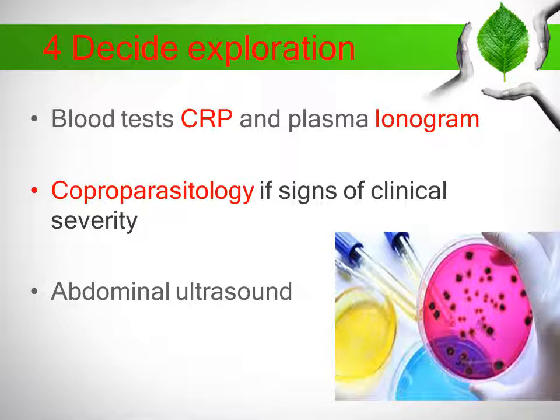The fourth point is to decide exploration. We don't have to explore all diabetic patients who get diarrhea, but you have to choose some patients. We can check blood tests like CRP, C-reactive protein, and ionogram to check potassium and sodium levels, especially if there is dehydration. And we can do coproparasitology if and only if there are signs of clinical severity like fever, weight loss, and bloody stools. So not all patients have to do coproparasitology. And at the end we have abdominal ultrasound. We should not do it immediately, so we wait a while before doing it to let inflammation disappear.